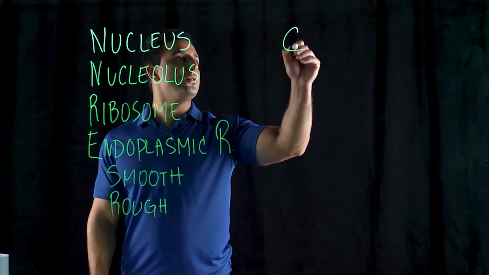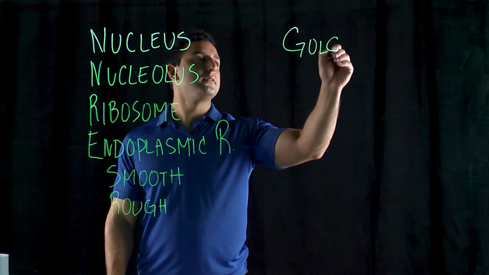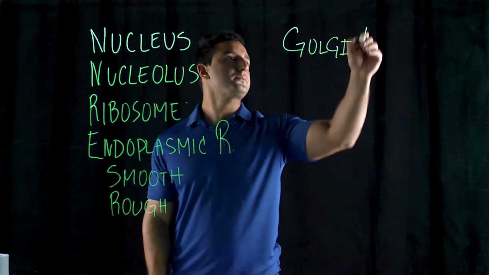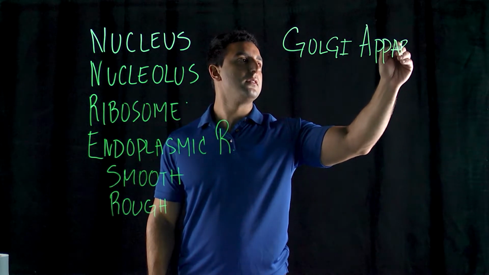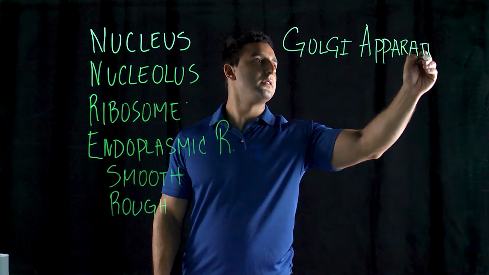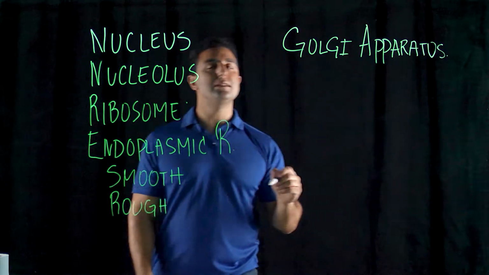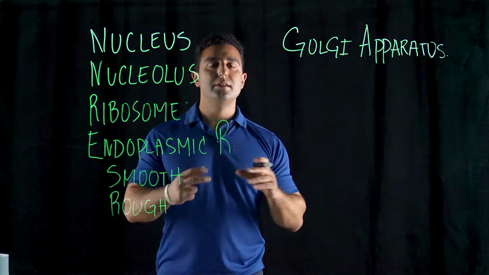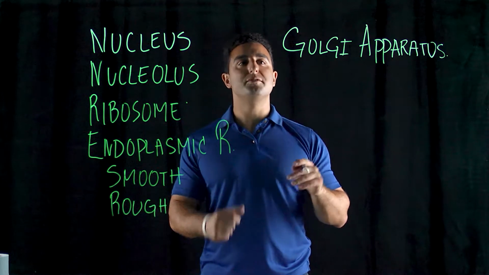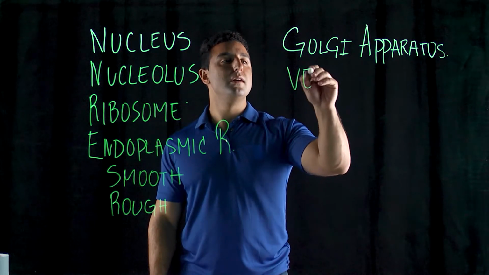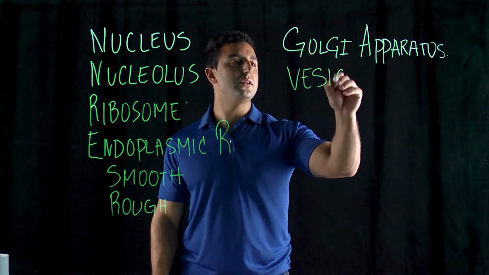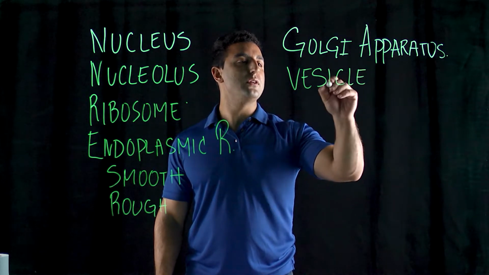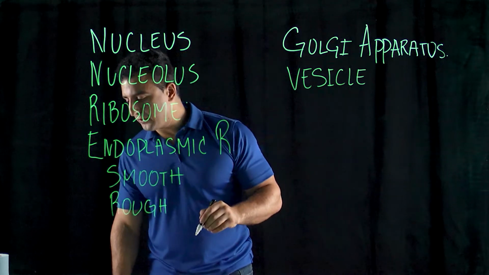Next, you have the Golgi apparatus. What is the function of the Golgi apparatus? Its function is to package, store, and send out materials in packets we call vesicles, right? So the Golgi is basically a packaging center, if you would call it that, in the form of vesicles, okay?